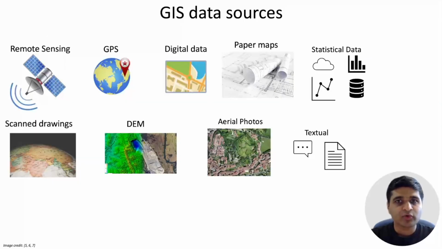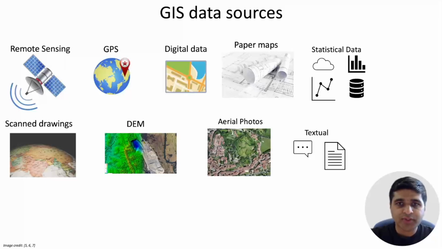Data is the backbone of any geographic information system because every analysis and map starts with it. GIS uses many types of data that come from different sources and exist in different forms. One major source is remote sensing, where satellites or aircraft capture detailed images of Earth's surface. Another source is GPS, which gives us very accurate location points that are useful for mapping and navigation in real time.